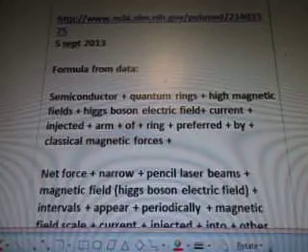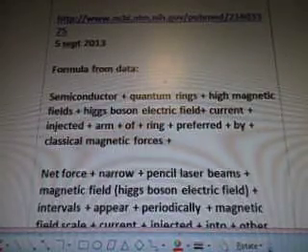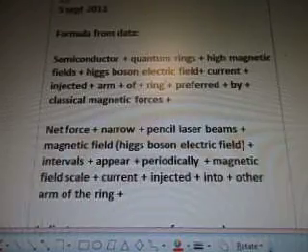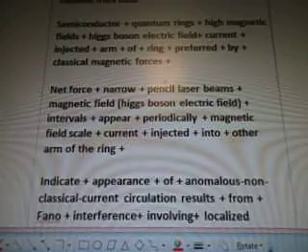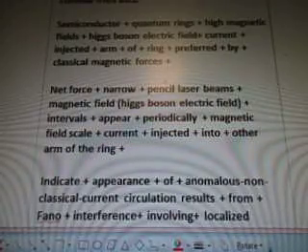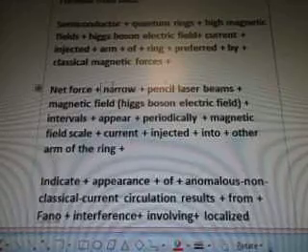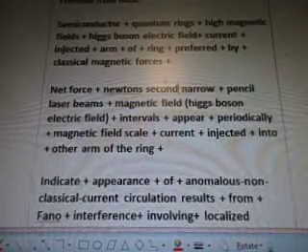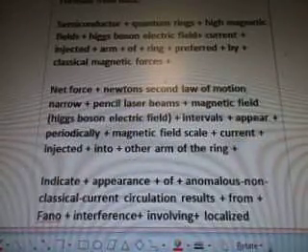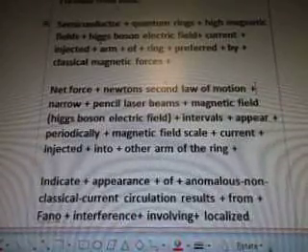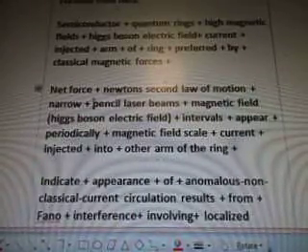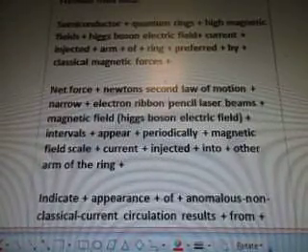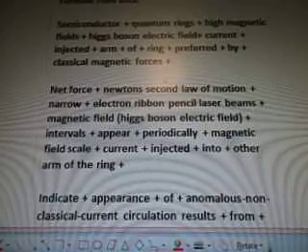The formula from the data, September 5th. Semiconductor quantum rings, high magnetic fields, Higgs boson electric field, current injected arm of ring preferred by classical magnetic forces. Net force plus narrow pencil laser beams. Hold on. Net force, we have to add Newton's second law of motion. Those two go together. And narrow pencil laser beams. No. Electron ribbon. Oops. Pencil laser beams. Magnetic field, Higgs boson electric field.